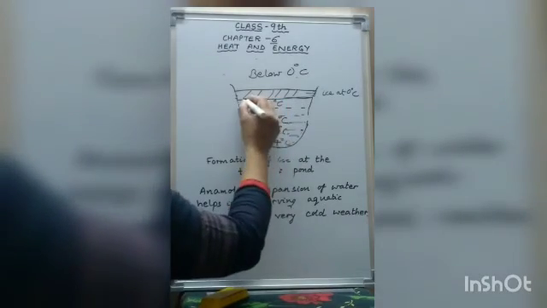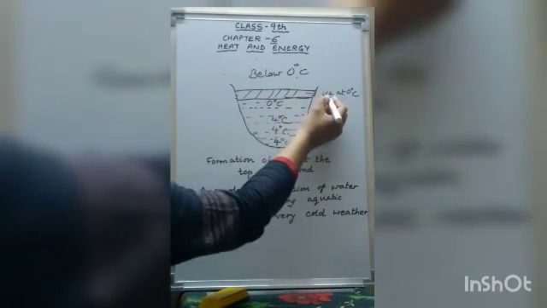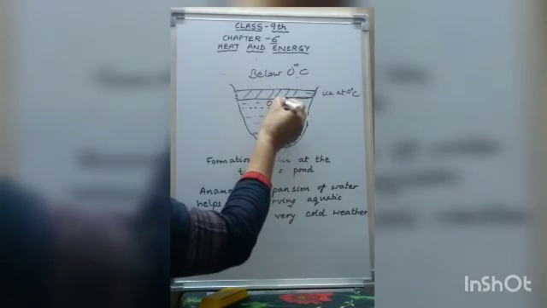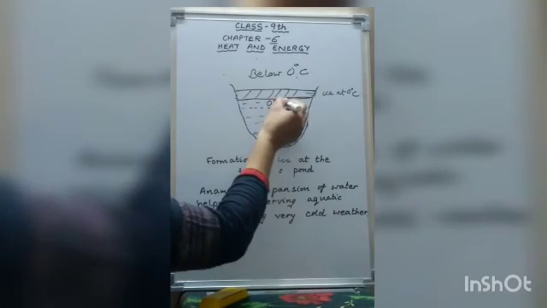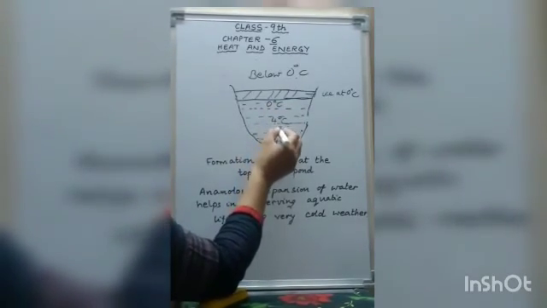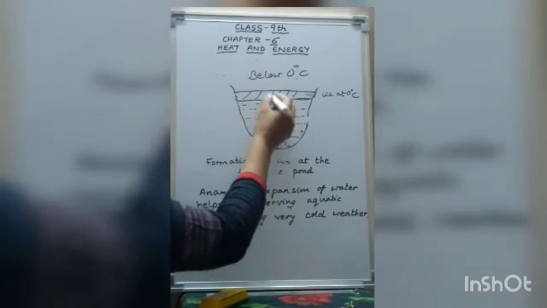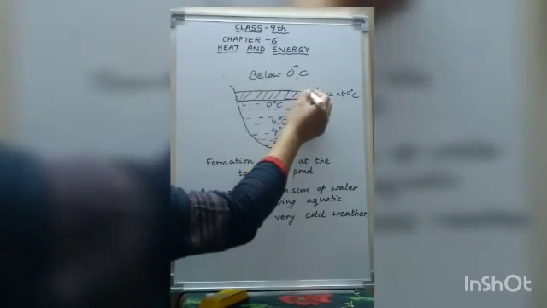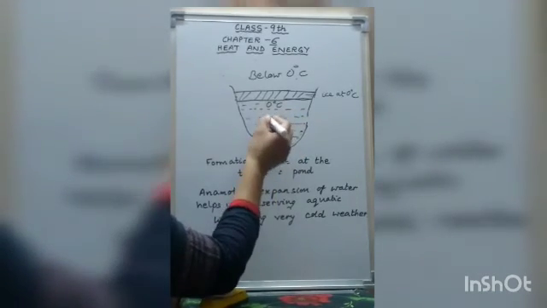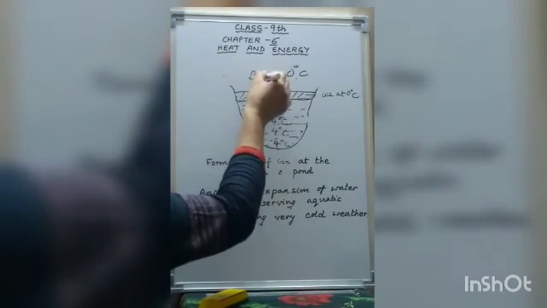Okay children, the top layer is of ice, which is at 0 degrees Celsius. The water layer just below the ice, in contact with it, is at 0 degrees Celsius, while the remaining water at the bottom will remain at 4 degrees Celsius. Further, since ice is a poor conductor of heat, it will not allow the flow of heat from the water of the pond to the atmosphere.